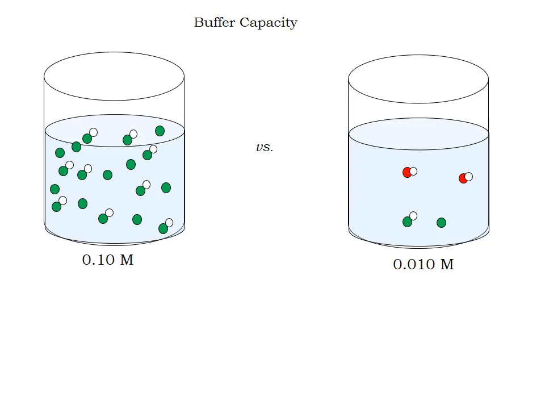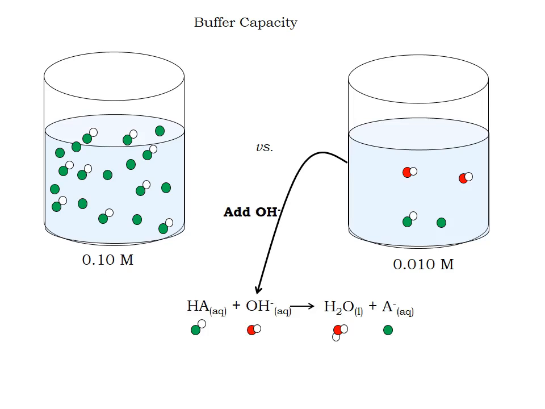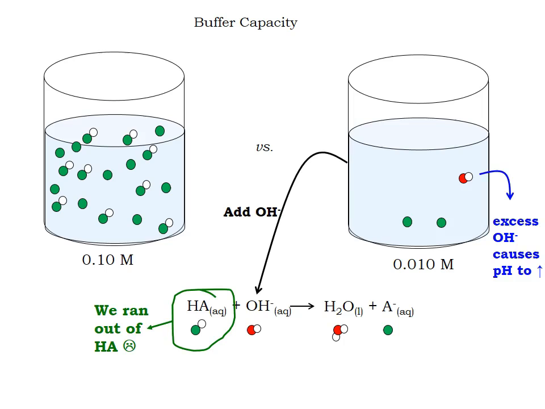So if we just add the same 2 hydroxide ions to the beaker on the right, one of them will be neutralized and will be fine. The problem is there is still a hydroxide ion left, and we can't neutralize that because we ran out of HA. Once you run out of one of the buffer components, the pH will change very dramatically, and that's usually bad for whatever you have in the solution, like protein or DNA. It doesn't usually like extreme pH change.